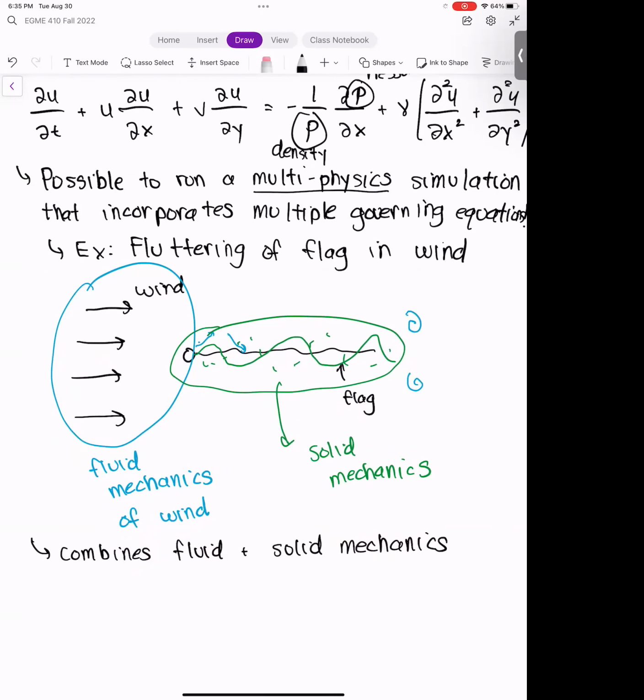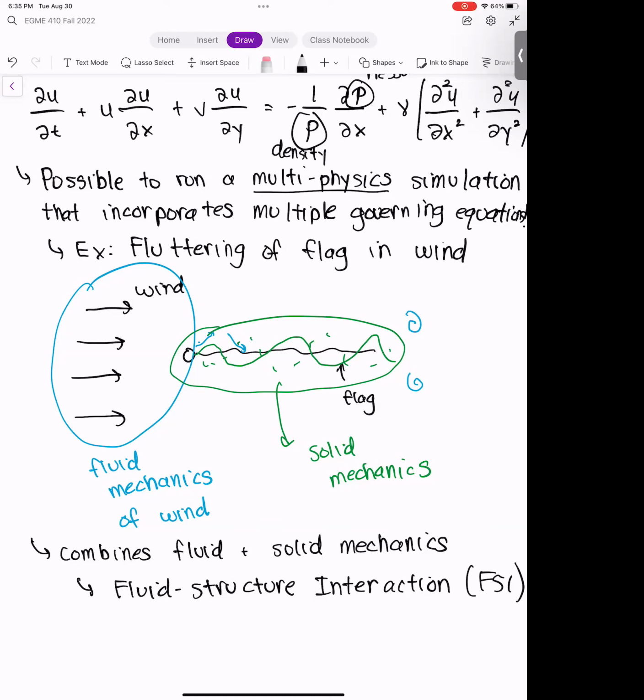And so these particular simulations, which are very common, combine fluids and solids and are often paired together in one. There's a whole field of study behind this called fluid structure interaction. Sometimes you'll hear the acronym FSI. FSI stands for fluid structure interaction. If you look up FSI simulations on YouTube, there are a lot of really cool applications.